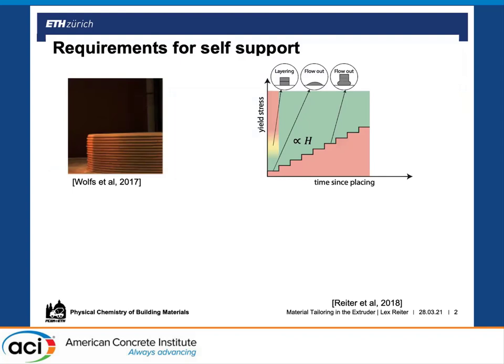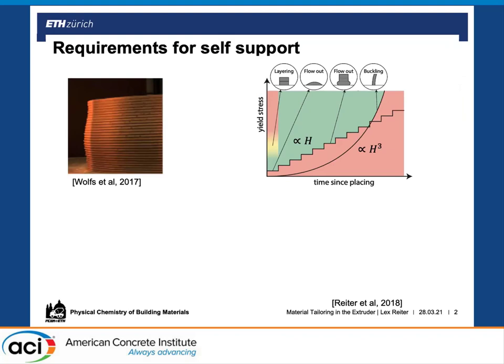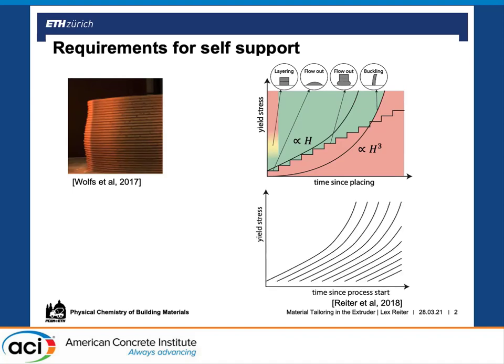And over longer periods of time or height, buckling can also be important, and that will then scale with the height exponent 3. So we have a defined green zone in which our material should ideally be, and this is the yield stress evolution it should have over time. However, the next layer that we are placing should have a similar increase of yield stress over time. And this can be a bit of a challenge to achieve over a long period of time for the whole process.